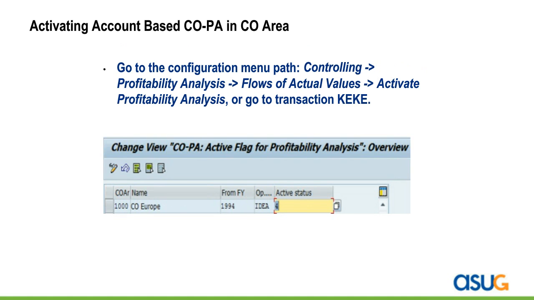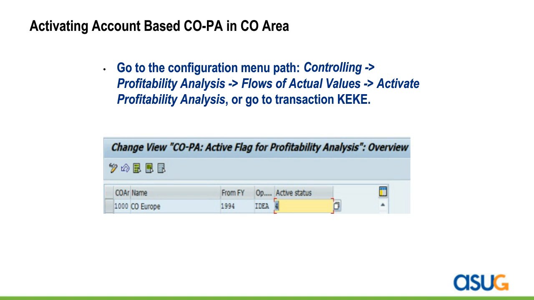The second thing is to also activate it in the CO area. So I mentioned this before. Account-based COPA is a cost object, just like a cost center, just like an internal order. If you look at some SAP slides that show the operating concern and then COPA and then value fields and profit centers, think of account-based COPA sitting in the same spot as cost centers, internal orders, and all other cost objects with an offshoot to COPA characteristics. So look at account-based as a cost object where you can get COPA characteristics.